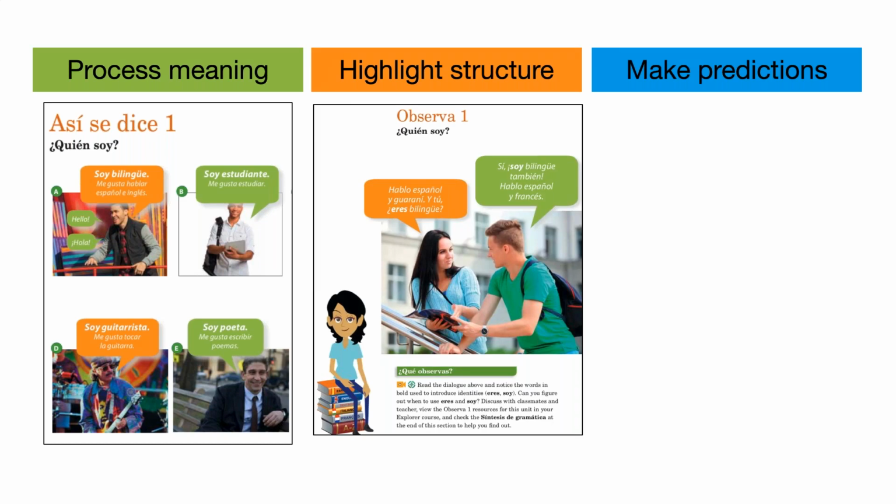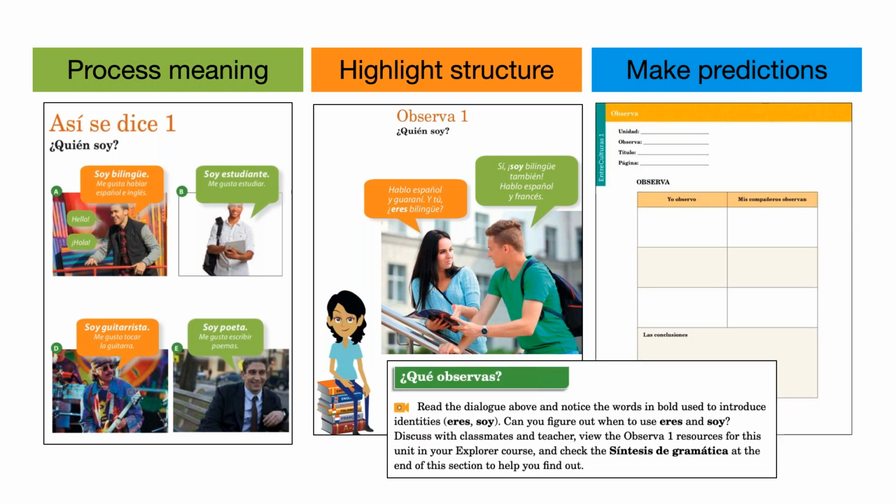Now we get to the grammar section, which is called Observa, and there's a little conversation between 2 students here. The teacher can ask a few comprehension questions to make sure that their students understand that conversation. And then the teacher can point out the structures. In this case, eres and soy. Then, with a guiding question or 2, the students will use this think, pair, share graphic organizer and make a prediction about how those words were being used.